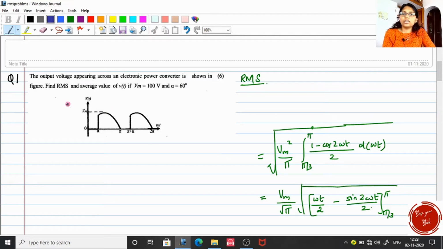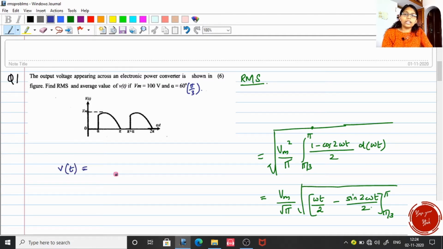So the first question: the output voltage appearing across an electronic power converter is shown in the figure. Find the RMS and average value of v(t), where Vm is equal to 100 volt and alpha equal to 60 degree. 60 degree means it is pi by 3. If it is 30 degree, then it is pi by 6. Anyway, the very first thing you have to form is the equation for v(t).